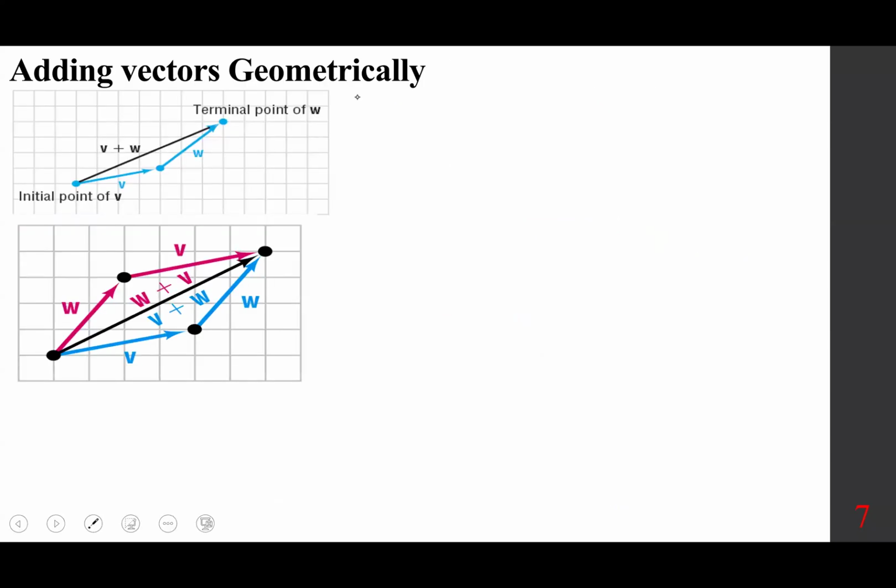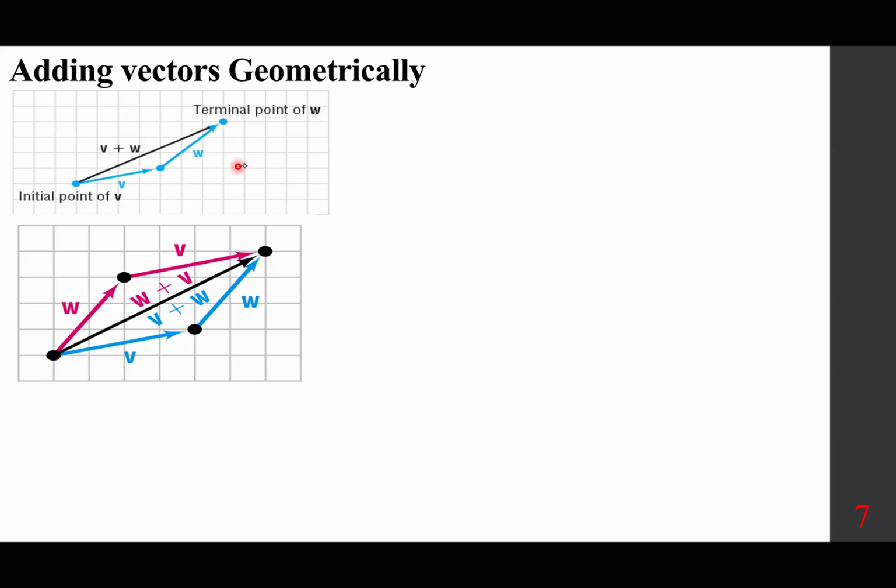Adding vectors geometrically, we have V, the initial point of V. This is the terminal point of V connecting to the initial point of W. This is the terminal point of W. From the initial point of V to the terminal point of W is V plus W. So connect the two in this manner.